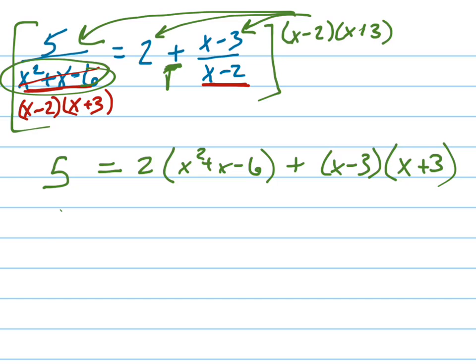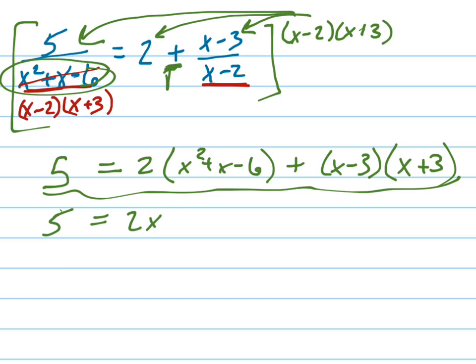Now I'm going to distribute and simplify. Notice I've got a quadratic equation. To solve a quadratic equation, I have to put it in the ax squared plus bx plus c equals 0 form, factor, or use the quadratic formula, or complete the square. So I'm going to distribute the 2 in. I'm going to FOIL this out, which you should recognize that that's just x squared minus 9. Hopefully you'll recognize that. Now I'm going to add like terms. I'm going to move the 5 over.